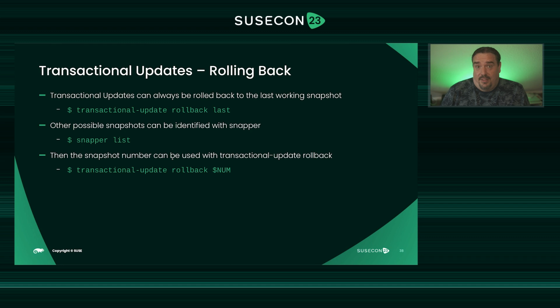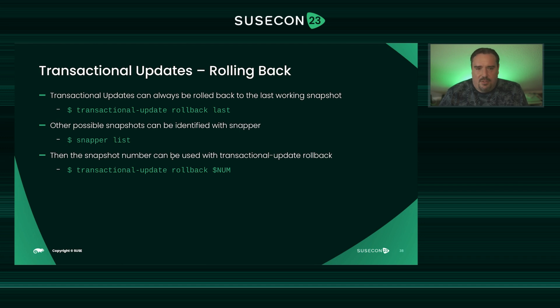In the astronomically tiny chance that your last known good wasn't actually good, which, but I'm paranoid, so I'm going to put this here anyway. You can still use Snapper to list all of the snapshots that your system has, and then you can use transactional update rollback to roll back to a chosen number that you want.